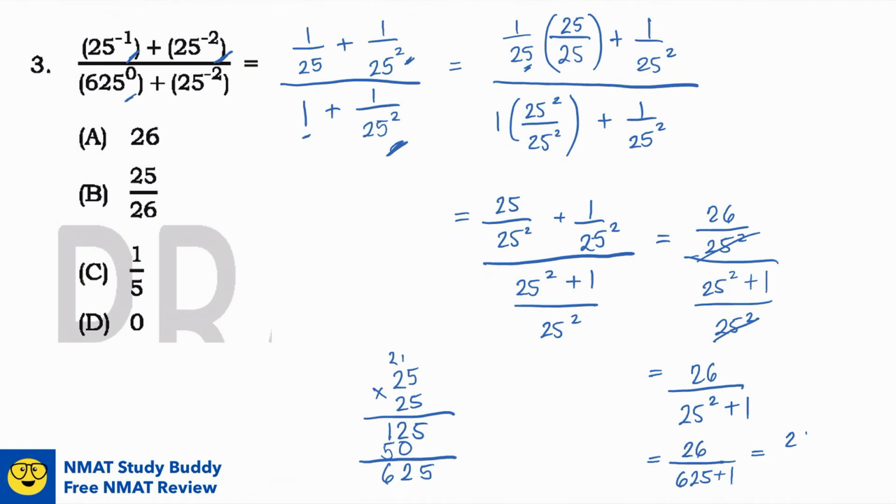So, 26 over 626. Which is, kapag tinignan nyo, sobrang liit ng numerator compared sa denominator. So, punta tayo dito. So, 26 over 626. Wala sa choice. Pero kung mapapansin nyo, sobrang liit ng numerator compared sa denominator. So, kapag chinek nyo sa calculator, ito equal din siya almost sa 0. So, ito yung answer natin. Letter D, 0.